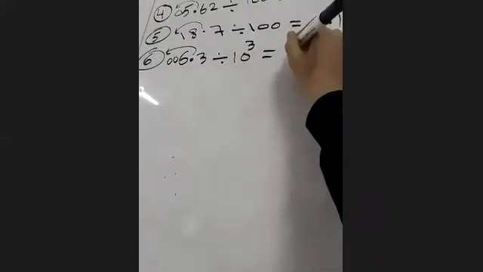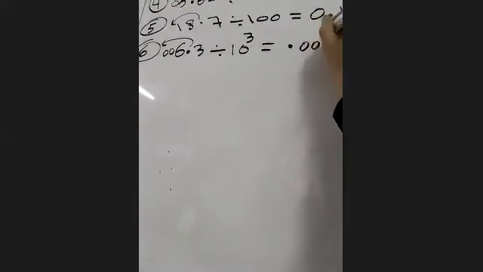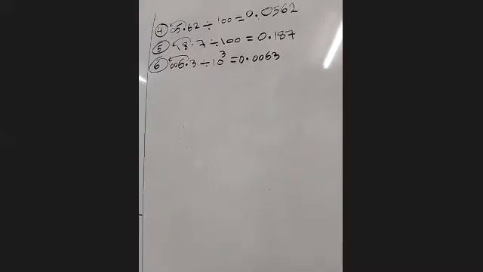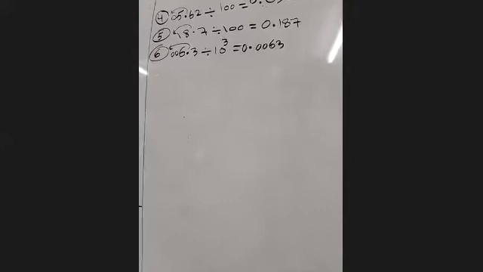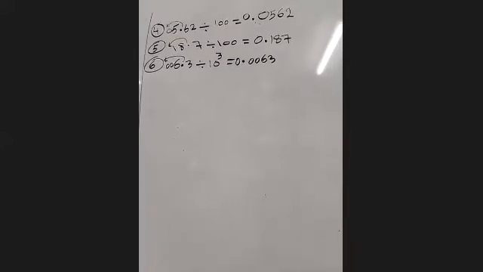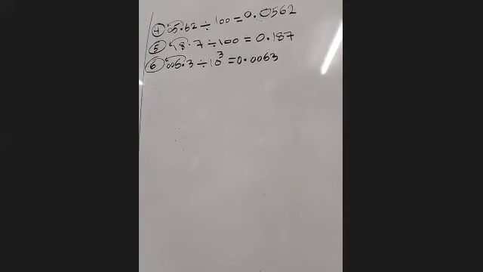Decimal 0063. Good. And we will put the 0 before the decimal. So the answer will be 0.0063. Thank you. This is question 6, guys. Copy, please.